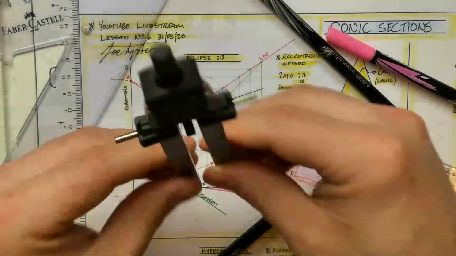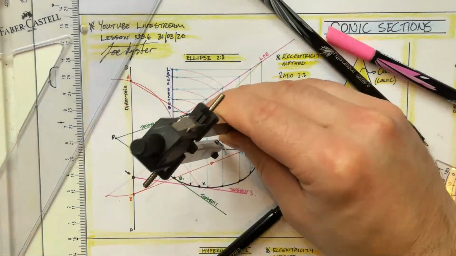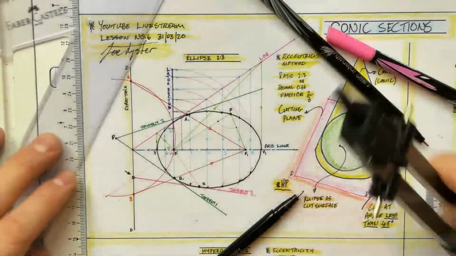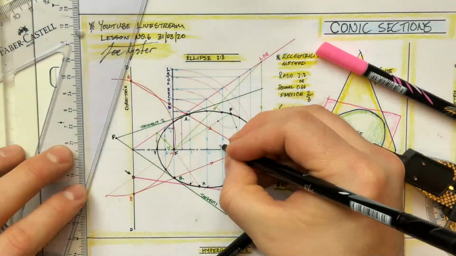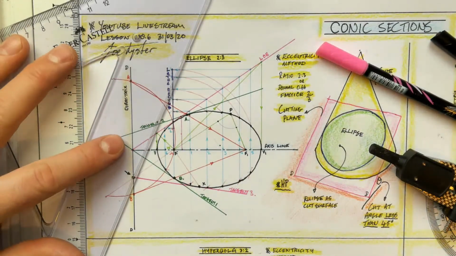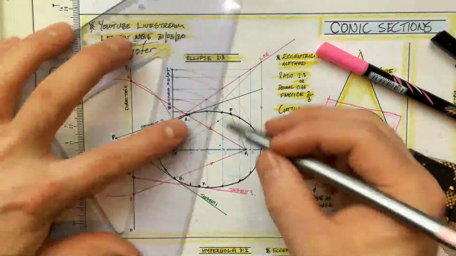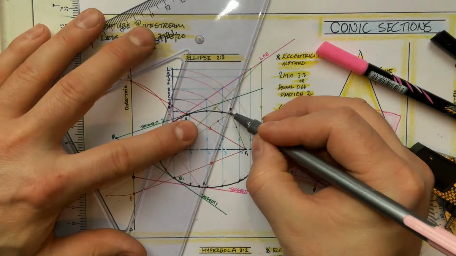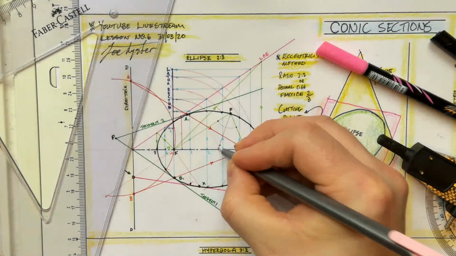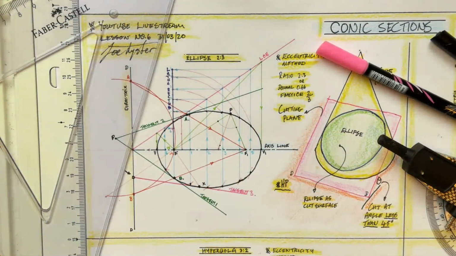Again, just reset your compass, keep the same distance, and all we're going to do is find the point where they cross over, and it's right here. Okay, now that's my angle bisected, and that is actually my normal line. Okay, now we draw that normal just onto where it hits the axis line.